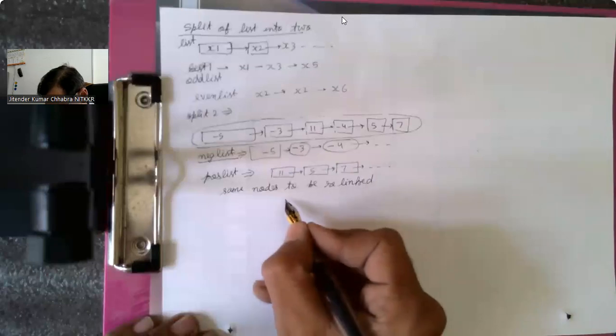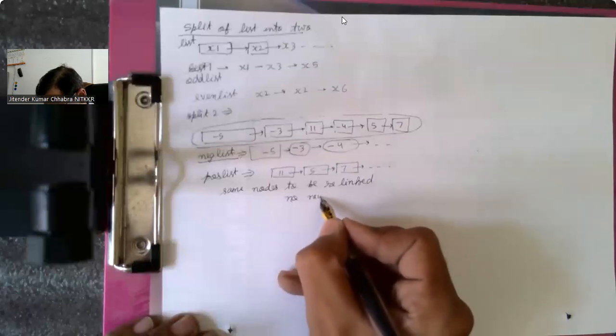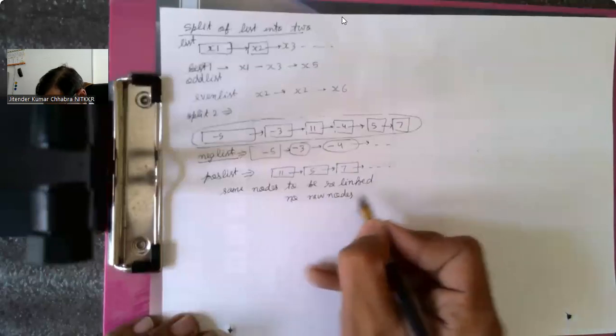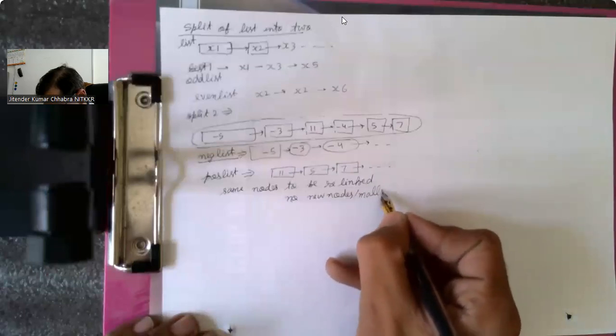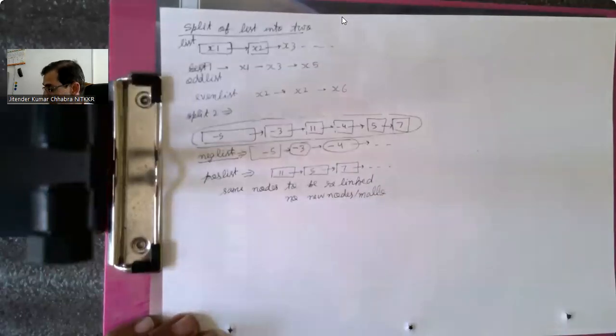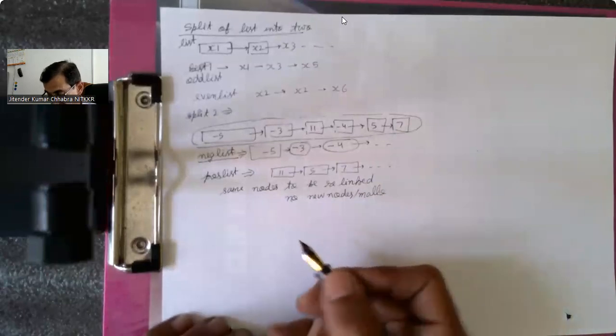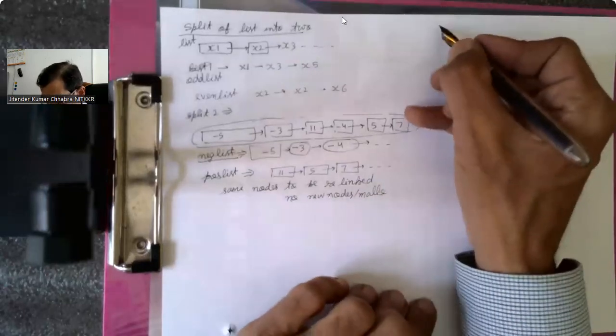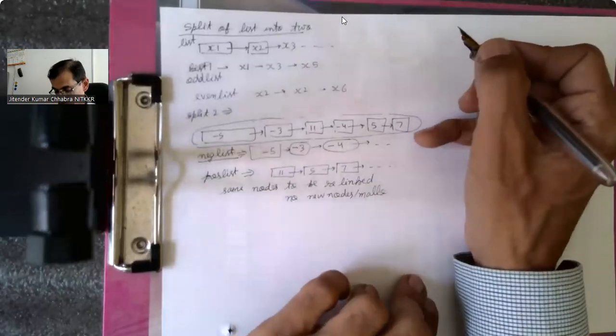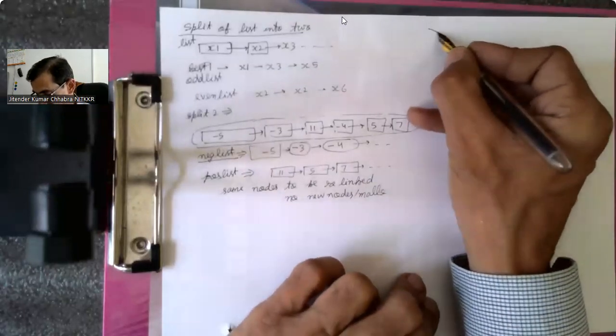No extra malloc. No new nodes, no malloc. That means the original list has to be split. Again, I can always say, fine, this is this. So I can always say, yes, that logic can be again simple.